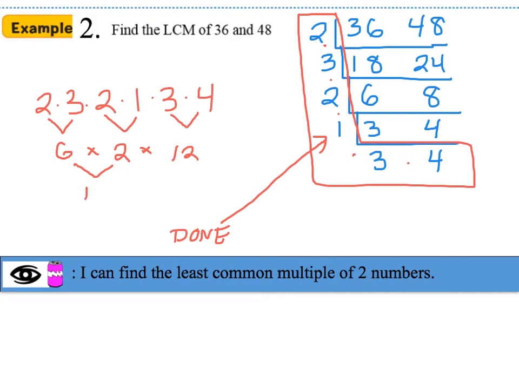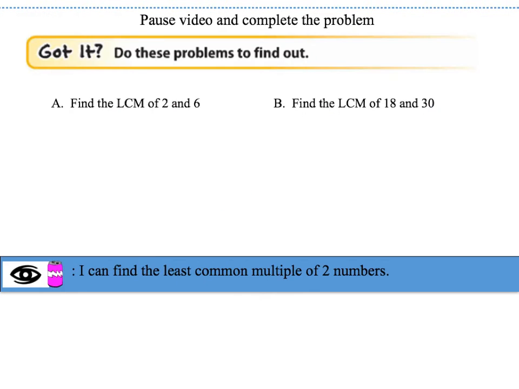6 times 2 is 12, and if I times 12 by 12, I get 144. So my LCM of 36 and 48 is 144. So pause the video and complete the got it problems, and we'll discuss the answers in class tomorrow. Notice there are 2 got it problems on this slide, got it problem A and got it problem B.